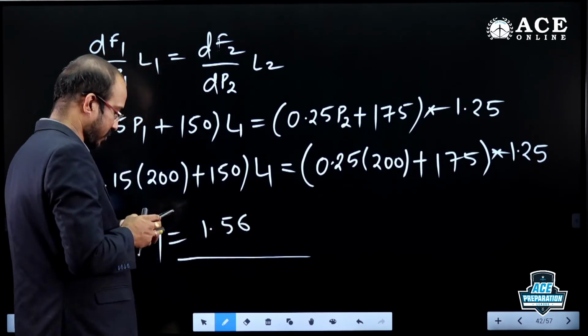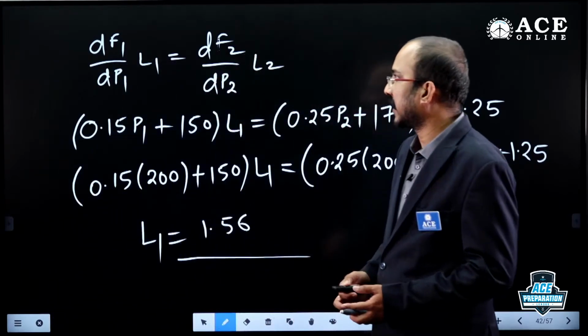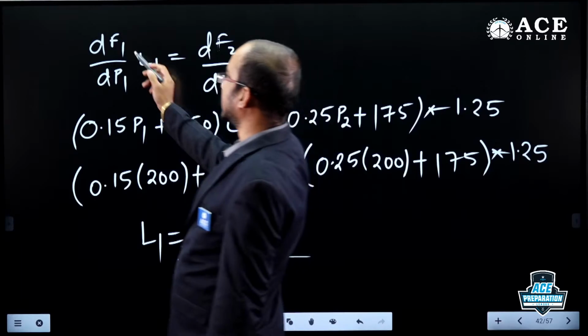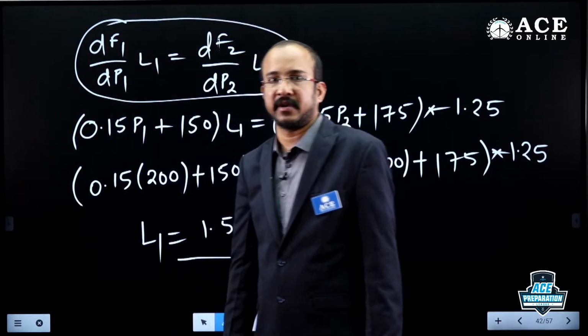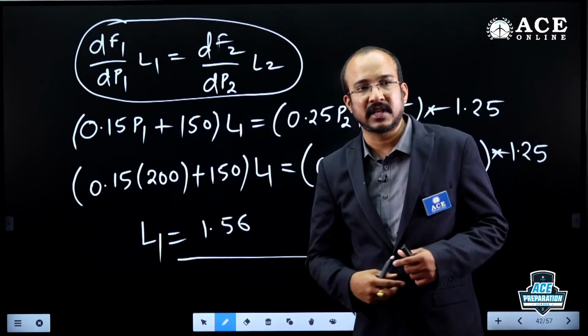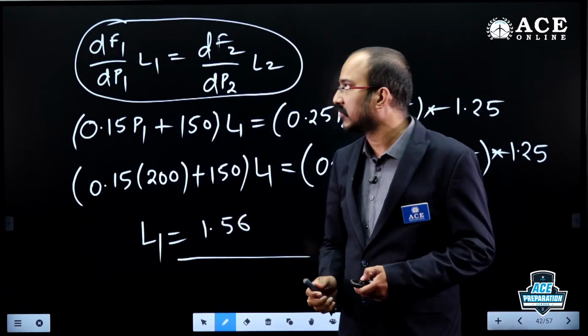Okay, right. So this is how we can calculate. This is a coordination equation when transmission line losses are included. If the transmission line losses are neglected, there is no need of these penalty factors.